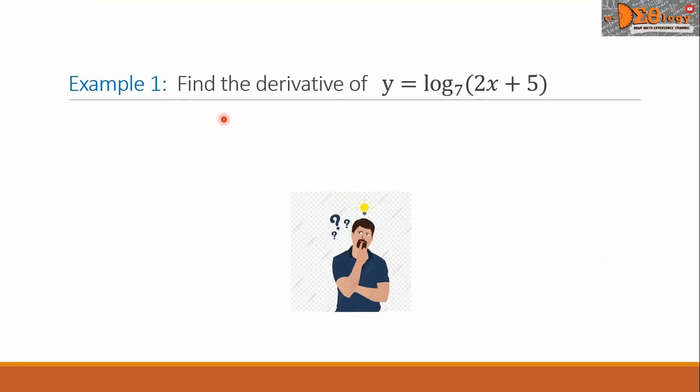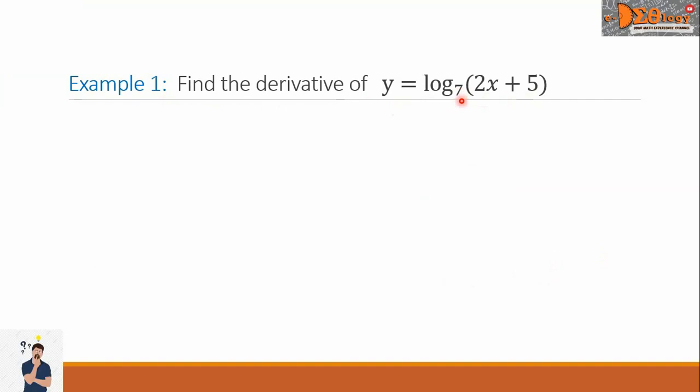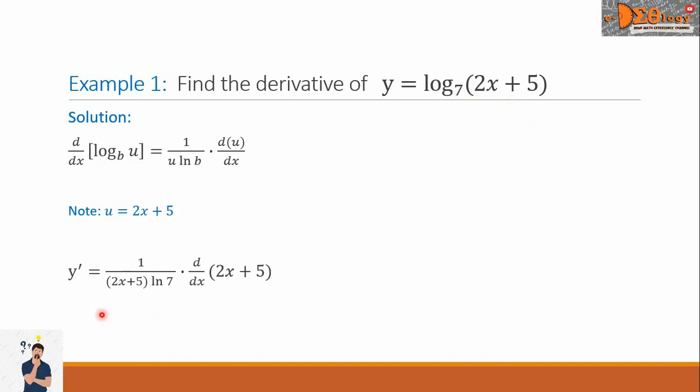Let us see this example 1. Find the derivative of y equals log of the function 2x plus 5 to base 7. For our solution, here is the formula for the derivative of log of u. Take note that our u here is the function 2x plus 5. Using this formula, we will now write y prime, that is the derivative, is equal to 1 all over the function 2x plus 5, that is the u, times ln of 7. 7 here is the b. Then times d over dx of the function 2x plus 5.